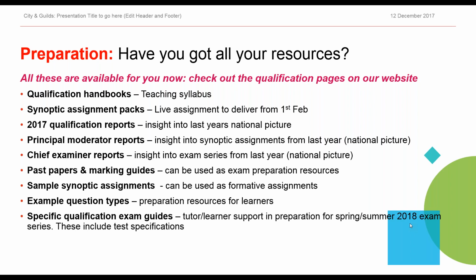We've got past papers and marking guides. You need to really have a look at those to make sure that you are fully preparing your learners for that knowledge test. We've had sample synoptic assignments which you're probably using now as mock assessments with your learners. And we have got these new exam guides which I'm going to go into and have a look with you.